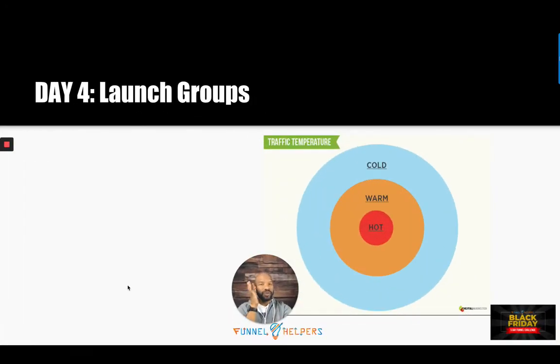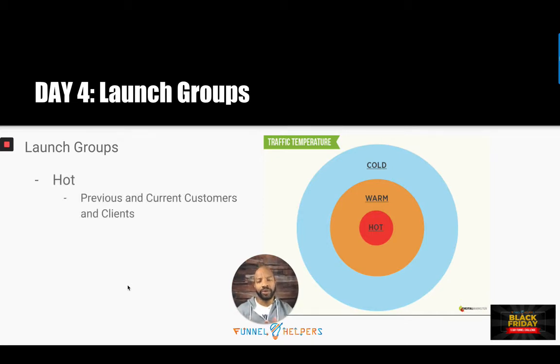All right. So next, now that you've tested everything, let me teach you a little bit about the groups that you're going to launch to. Because in your business, in every business, there's a couple different groups that we communicate with, right? So we're going to launch in these different groups, but you have to realize the context of the group. So there's the hot group. These are the ones, they know you, they love you. These are your previous customers and your current customers and clients. Okay. So you're going to be launching to them, and there's a way you launch to the hot group.